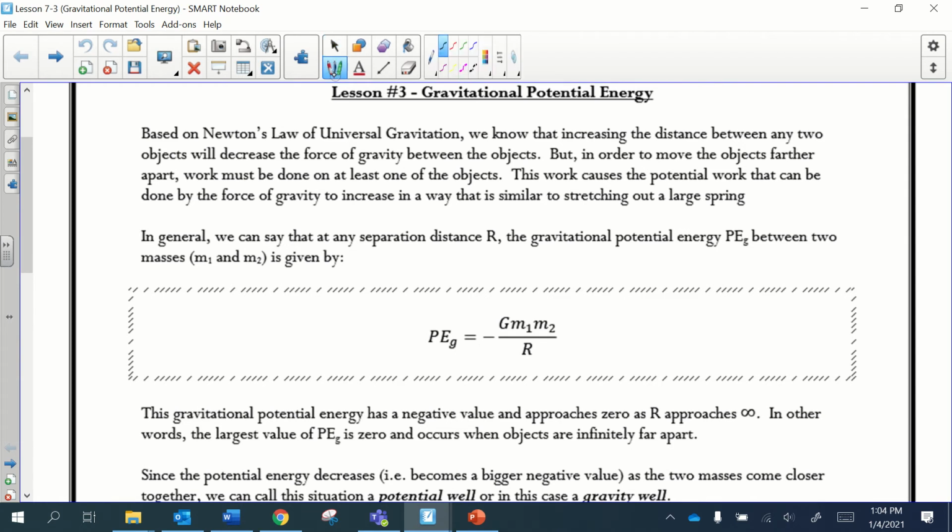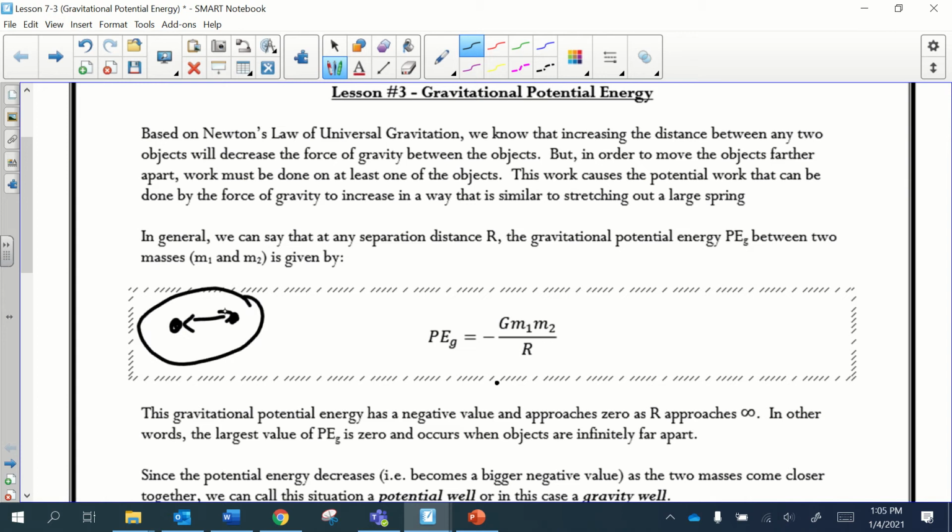let's just imagine two planets that are like here. If I want to move them apart, I have to do some kind of work, right? That requires some kind of energy. That means that there is some kind of potential energy in here.